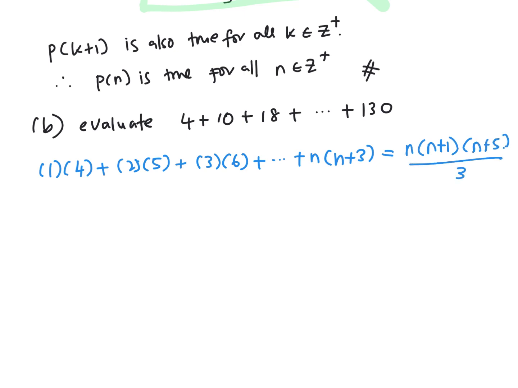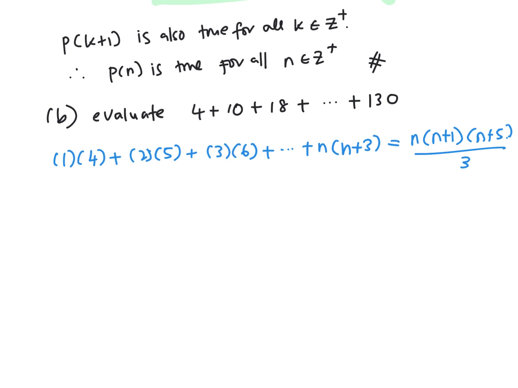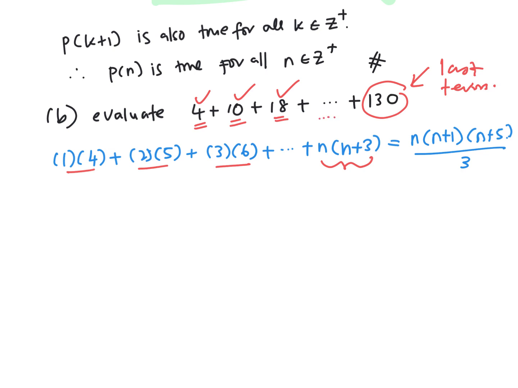over 3. Okay, so we want to evaluate. As you can see, this one 4, 10, 18, okay, equivalence to all these values. Okay, until what? Until n plus 3. Okay, so that this information given the last term. Okay, so given to you the last term, but we don't know this 130 at what term. Okay, this is first term, second term, third term, but we don't know how many terms exist here until we can get 130.